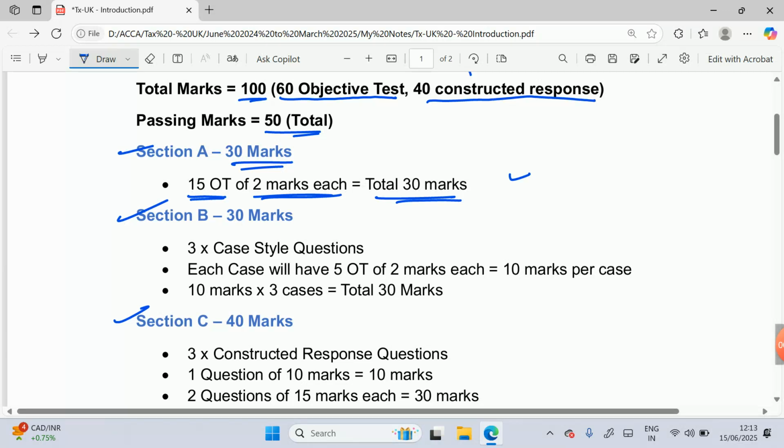Then there will be section B for 30 marks. There will be 3 case study style questions, and each case will have 5 objective test questions, that is your MCQs, of 2 marks each. So that makes it 10 marks per case, and there are 3 such cases. So 10 marks into 3 cases makes it again a total of 30 marks. So here 30, that makes it 60 marks of your objective test questions.